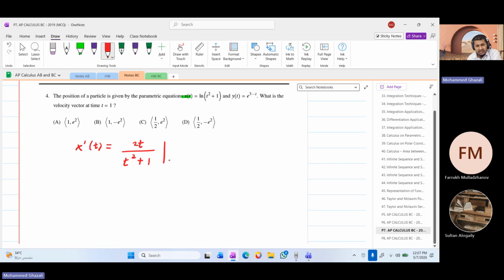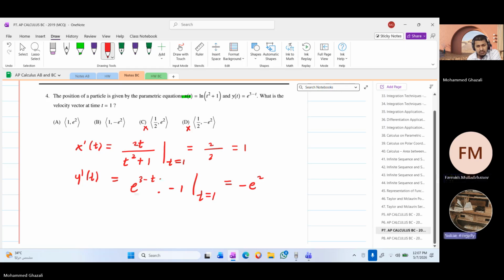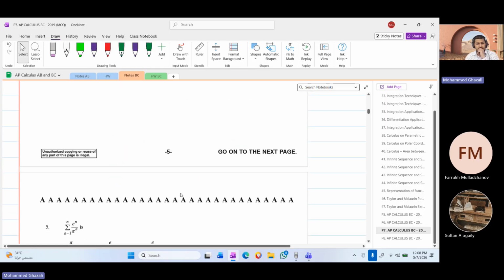Evaluated at t equal to 1, that gives us 2 over 2, which is 1. So the answer obviously can't be C and D. Let's work out y prime t. The derivative of e to the power 3 minus t, and the derivative of the top, you'll get negative 1. Evaluating that at t equal to 1, you'll get negative e squared. So the answer is B.